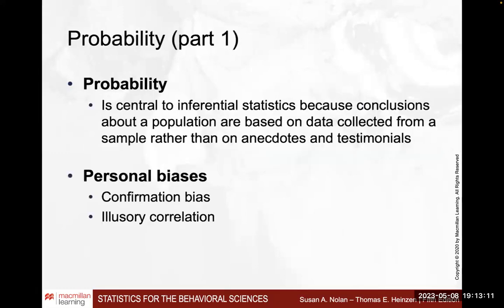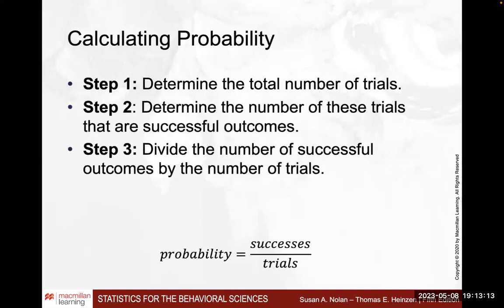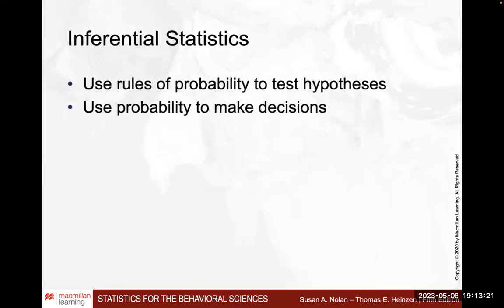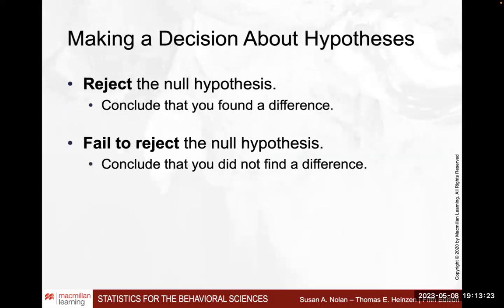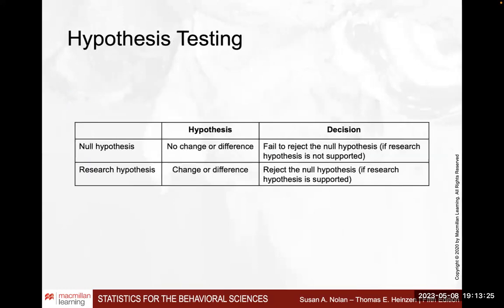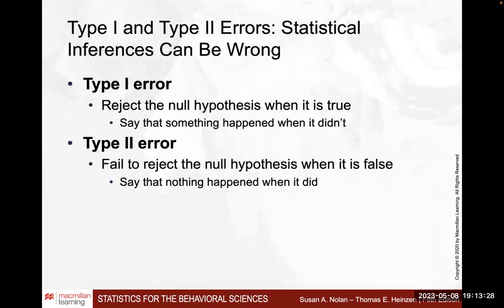Random selection, probability, and personal biases, that's simple. Probability: know how to calculate probability, at least in simple terms. Simple examples, won't be anything too complicated. Inferential statistics, null hypothesis, rejection of the null hypothesis, we know all of this. Know the difference between type 1 and type 2 error and know how to recognize it, because that's quite important.